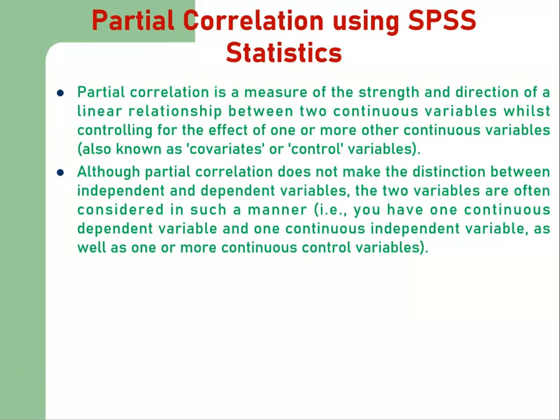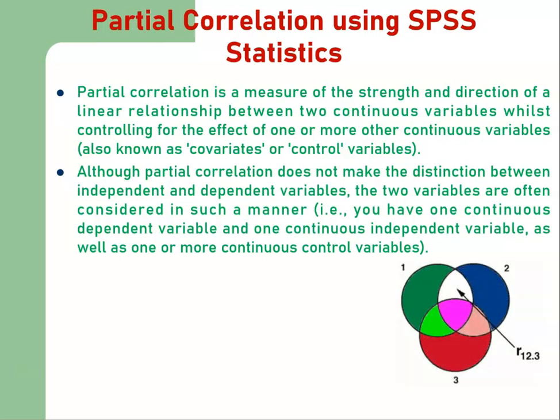Although we know that partial correlation does not make the distinction between independent and dependent variables, the two variables are often considered in such a manner. That is, you have one continuous dependent variable and one continuous independent variable, as well as one or more continuous control variables.